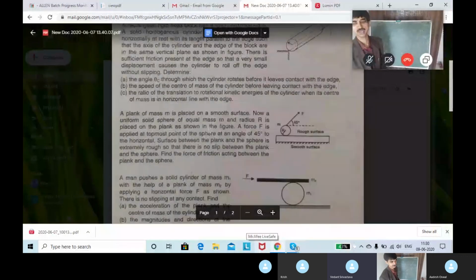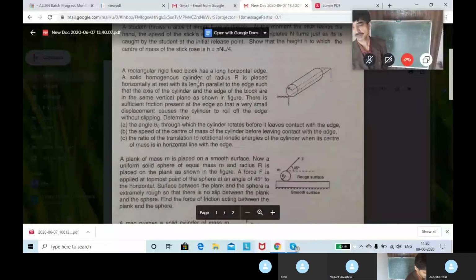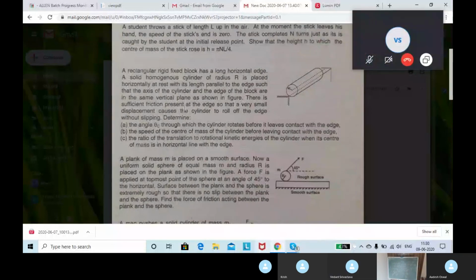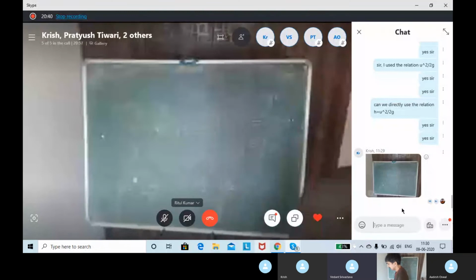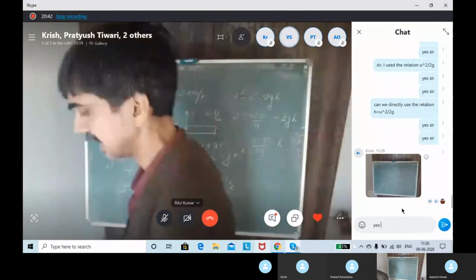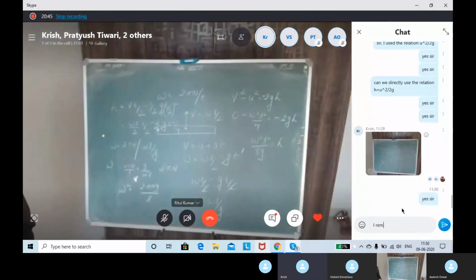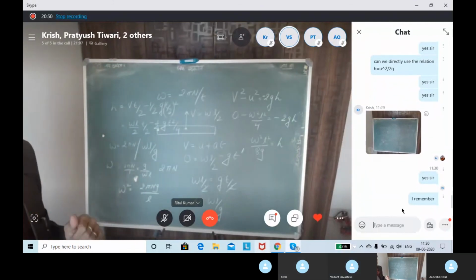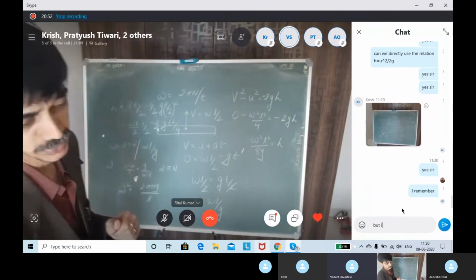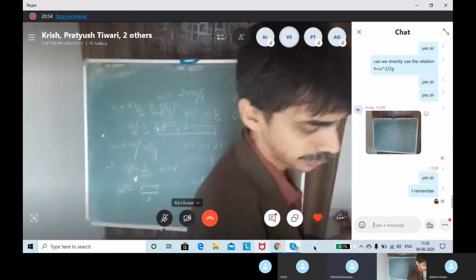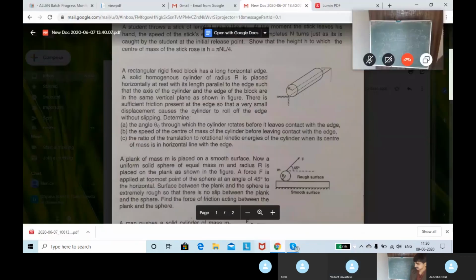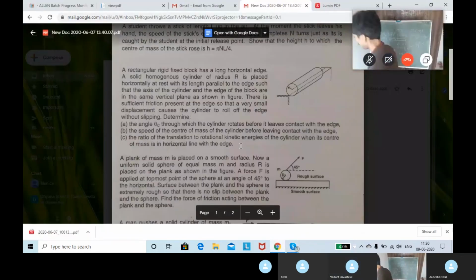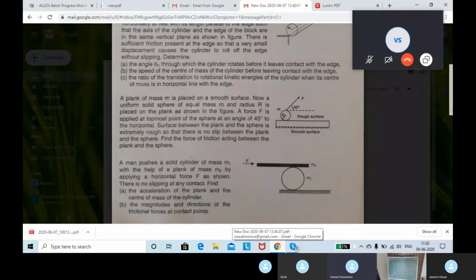Which one next? This was done, right? Third one was done in class. Either I did or I asked you to do. That cylinder, you solved it in class. Which one next? Third one, anyone having any problem? Please check. Third one, if you have problem, please feel free to ask.